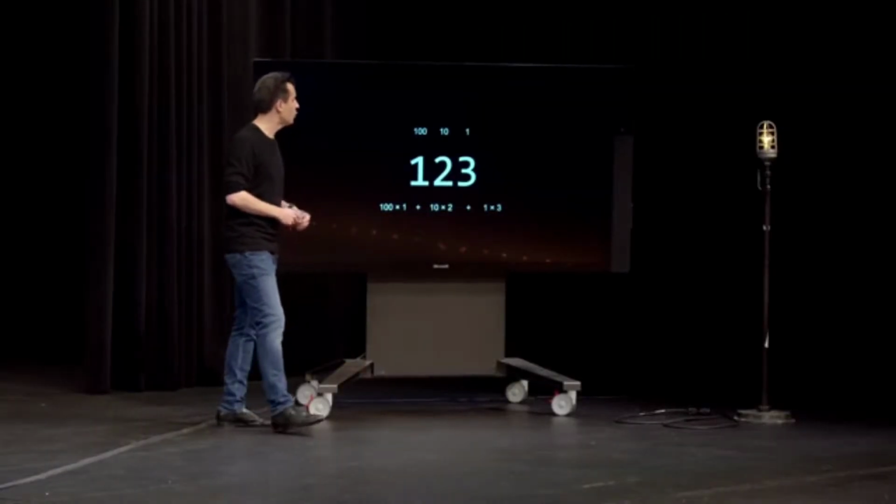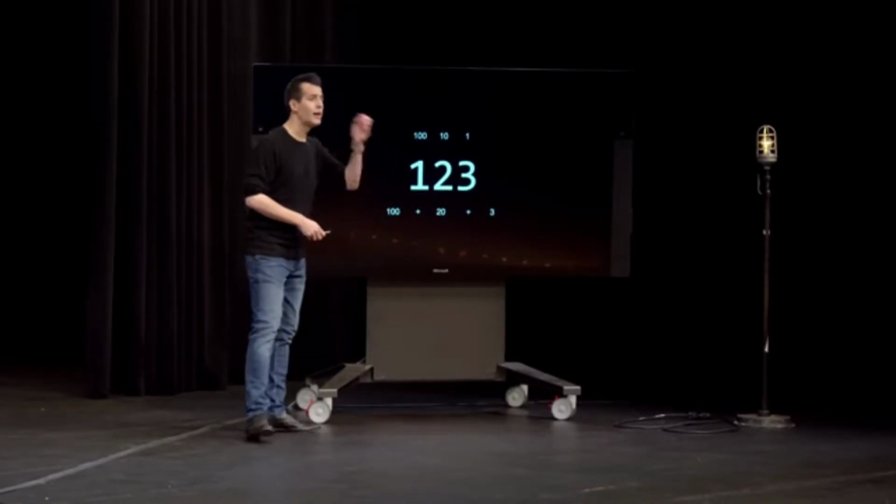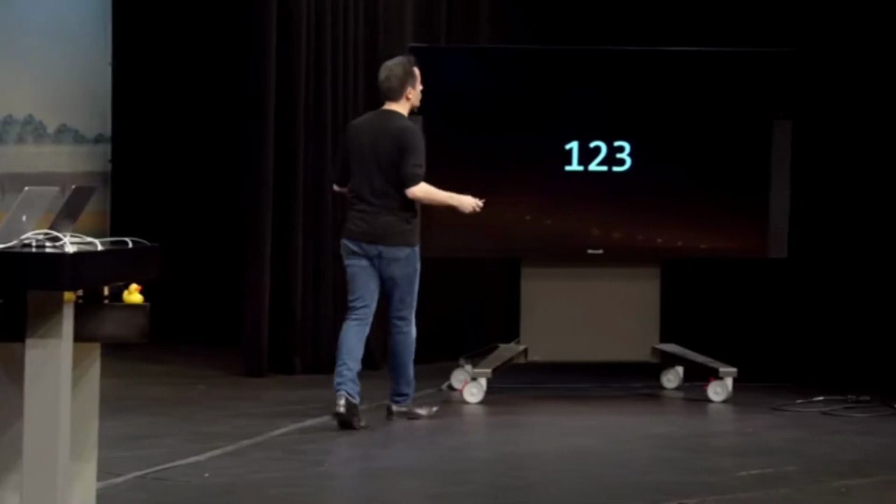plus 10 times 2 plus 1 times 3, which of course is just 100 plus 20 plus 3, or the mathematical value we all know as 123. So a bit of a circular argument, but just to remind us how we got from 123 to 123. Well, it turns out that in the world of computers, the system they use is exactly fundamentally the same. The only difference is that computers only have access to 0s and 1s, not 0s through 9s.